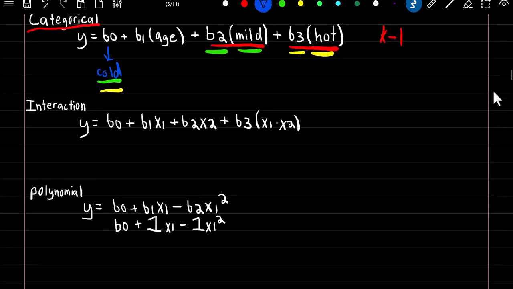We can also add interaction effects. So with an interaction effect, here we have 2 variables, x1, x2, and now we're making a new variable, x1 times x2. So our beta 3 coefficient can be interpreted as, with a 1 unit increase in x1, we can expect a beta 3 unit increase in x2. Or, with a 1 unit increase in x2, we can expect a beta 3 unit increase in x1.